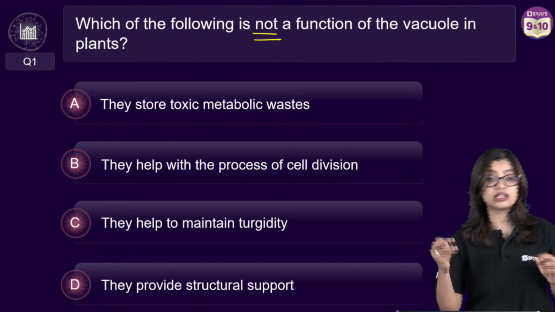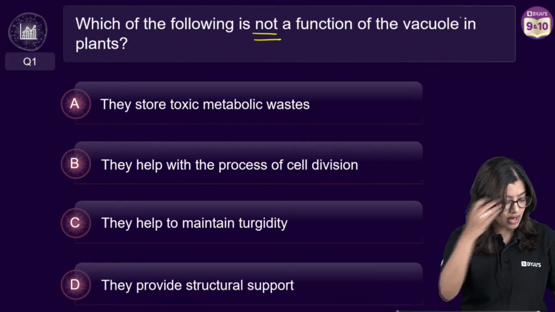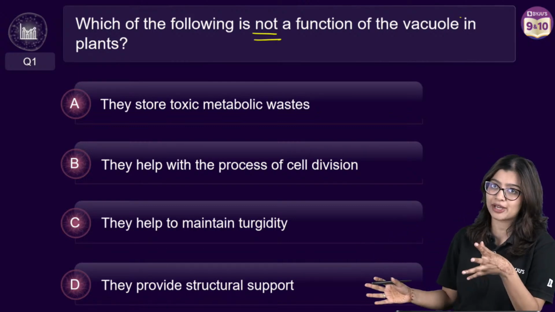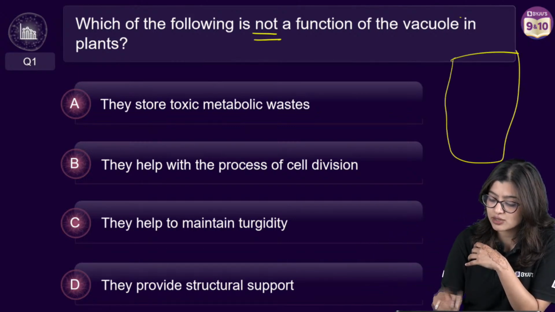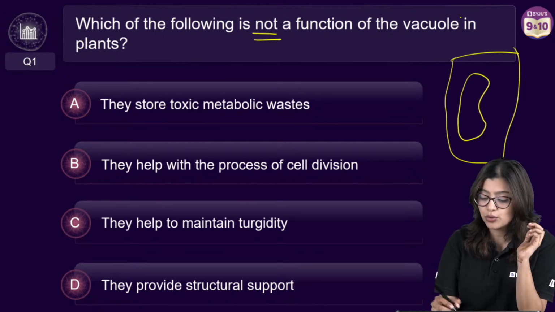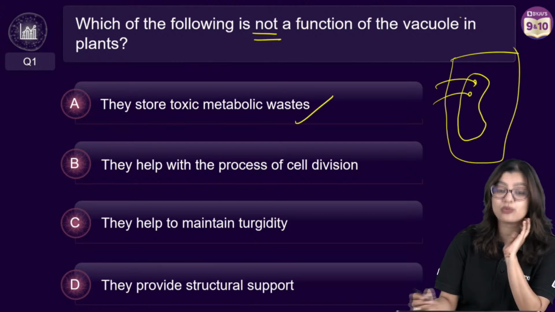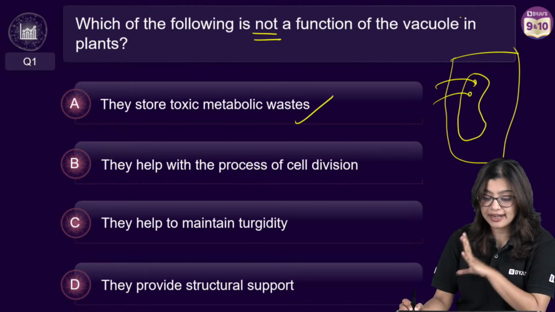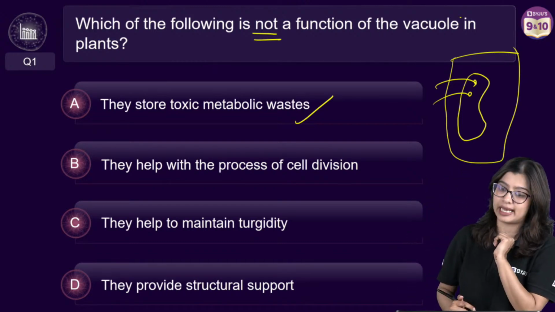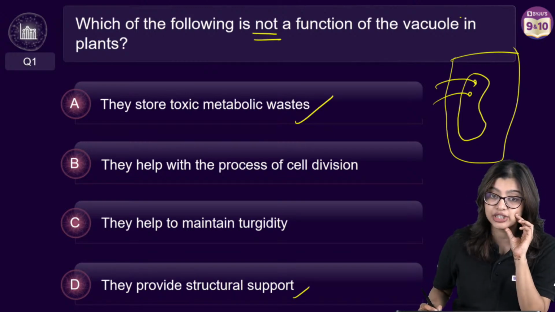We are talking about which is not a function. So if you have to tell me which is not a function, then what should you know? You should know what the functions of vacuole are. Now in the case of plant cells, what do we know? Plant cells have large vacuoles, right? They help in storing excess water, and some amount of waste material also gets stored. And along with this, because they store water, they also help in providing shape to the cell, right? So we see that they give structural support and they maintain turgidity.